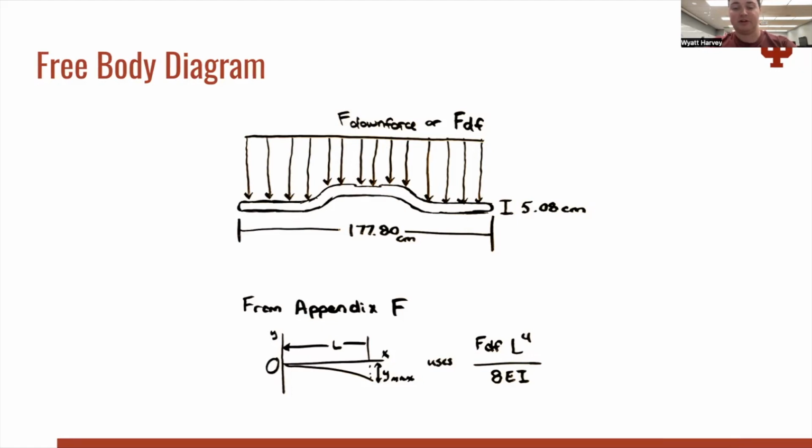And then from Appendix F, I began to look at this formula to determine what I needed to use for this model, which I discovered would be FDF L to the fourth over 8EI. And so I will begin to look into some of the Young's modulus and other information needed to solve for this problem.